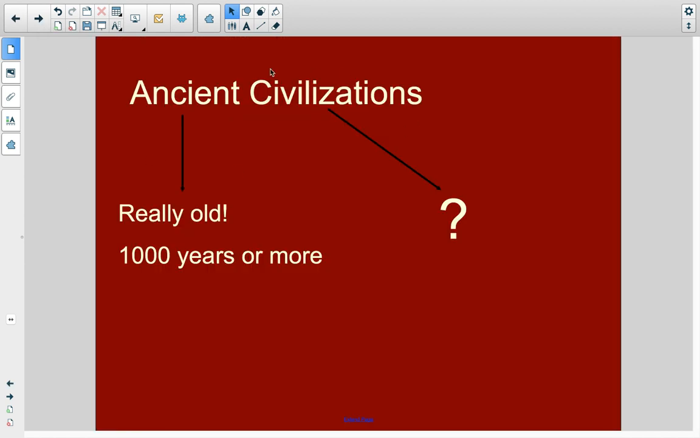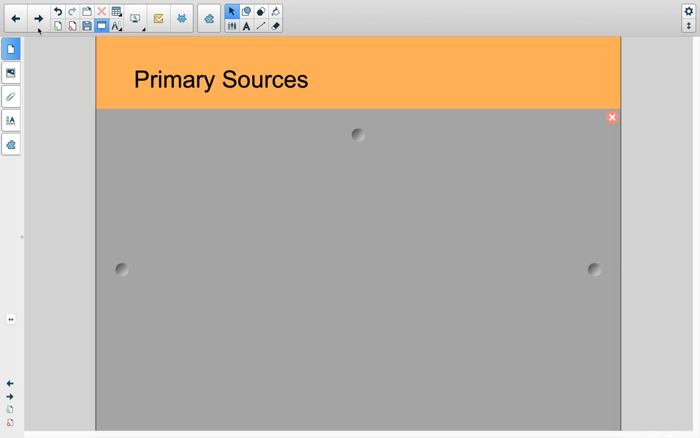So basically, ancient civilizations. When we talk about something that's ancient, we're talking about something that's really old. Usually, when it comes to ancient civilizations, we're looking at 1,000 years or more, which, as you can imagine, is pretty old. A civilization is sort of an organized society. But I want you to think about what characteristics a group of people would need to have in order to be considered a civilization. That's part of your thinking and homework for the weekend.